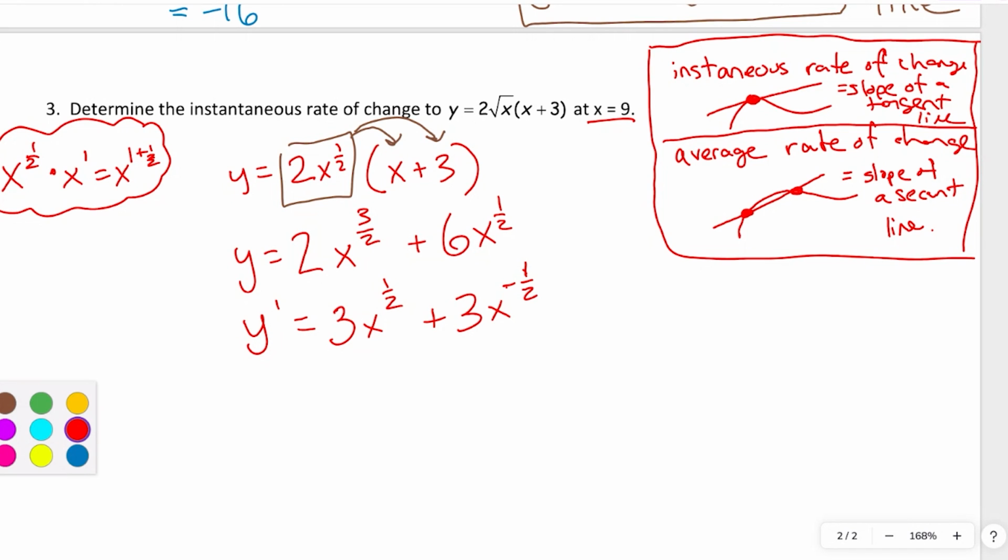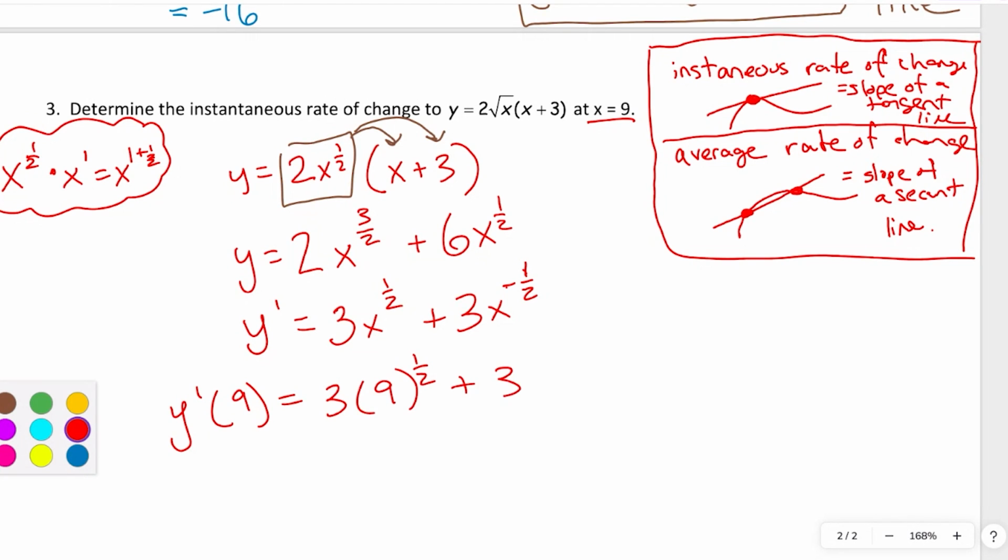Okay, and that's pretty much my answer. Well, not my answer, but this is the derivative. This is going to describe the slope or the instantaneous rate of change at any x value. So if I want to find the value of the slope when x is 9, I'm going to have to substitute in 9 into this.